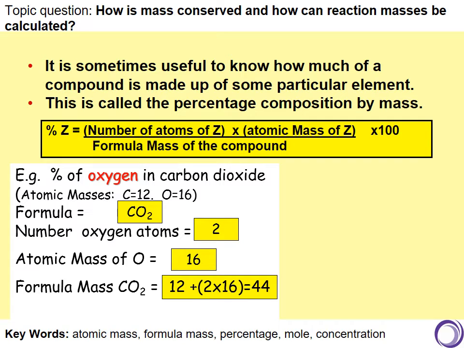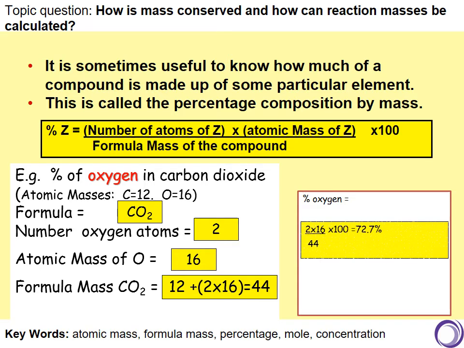Let's do the calculation then. So I have 2 atoms of oxygen times the atomic mass of oxygen, which is 16, divided by the formula mass of the compound, which is 44, and then to turn it into a percentage I multiply that by 100, and that gives me 72.7%.